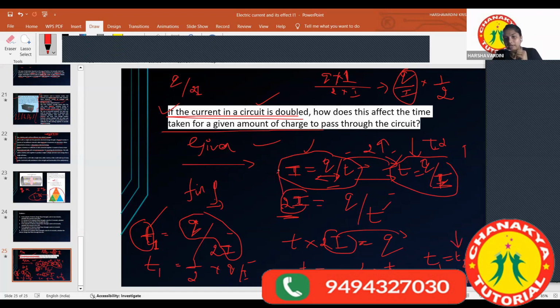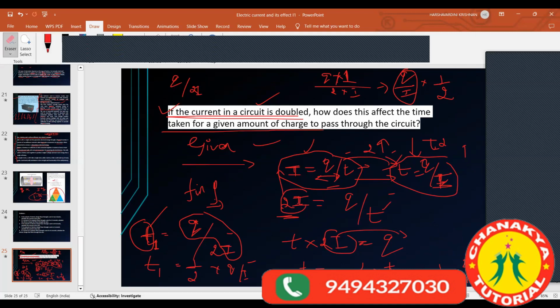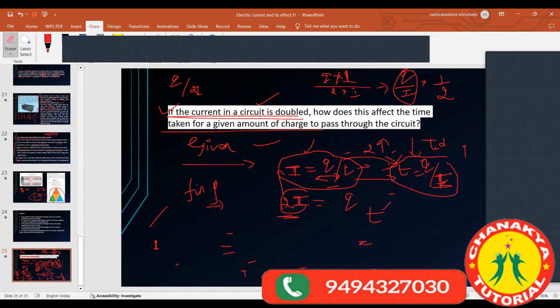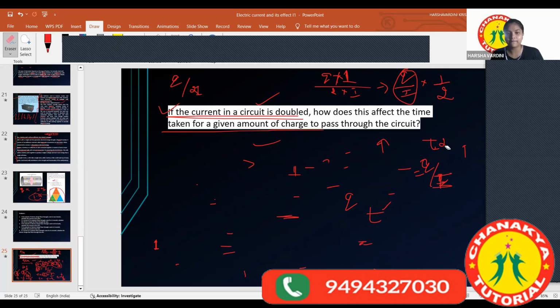When I increase the current 2 times higher, time is divided by 2, meaning it goes down. Time is going down by 2 times, right? Yes. Hence proved. Ma'am, can you explain from that T1 equals half into T2? Yes. Everybody else understood? Yes.